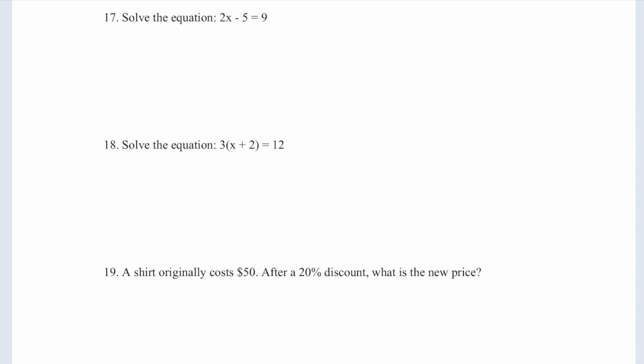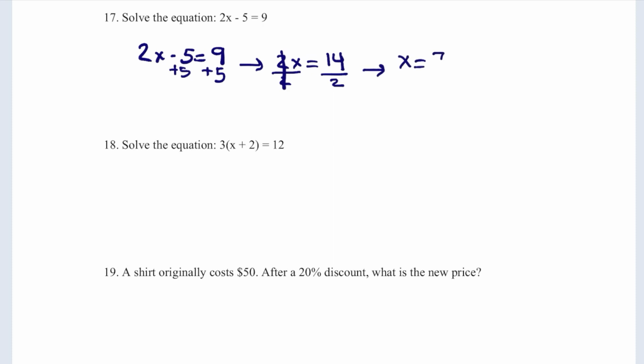So solve the equation 2x minus 5 equals 9. So we're going to have 2x minus 5 equals 9. So the first thing that we're going to do is we want to get x on one side of the equation because we want to figure out what x is. So first thing we're going to do is add 5 to both sides. So now this is going to become 2x equals 14. Now what we're going to do again is we want to get x alone. So we're going to divide 2 on each side so these cancel out. And this is going to be x equals 7. And that is your answer.